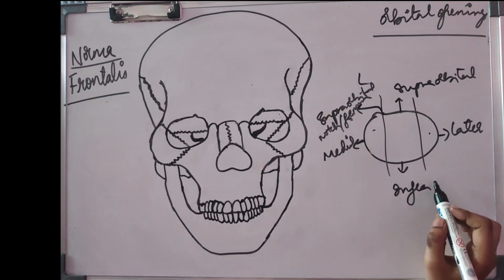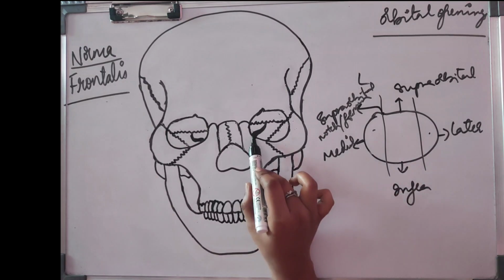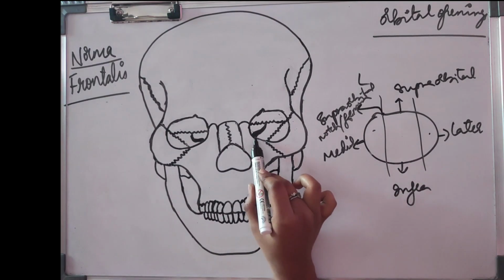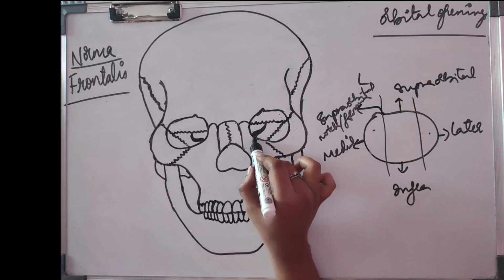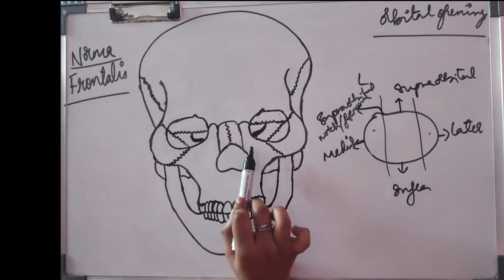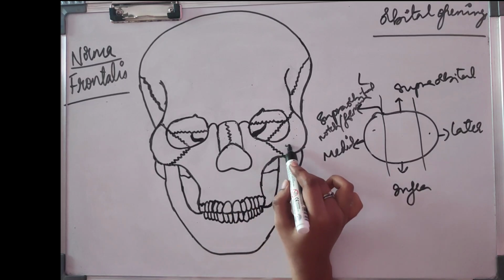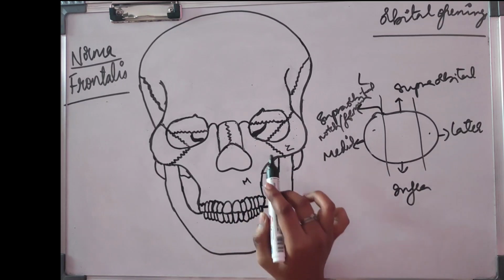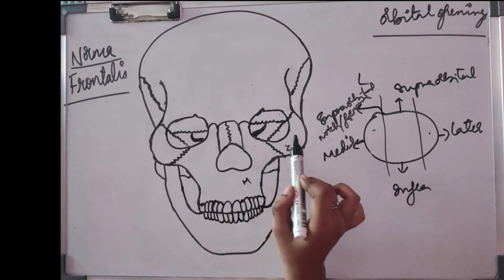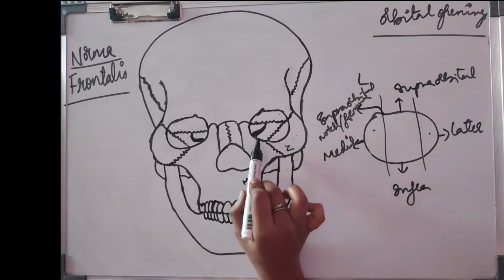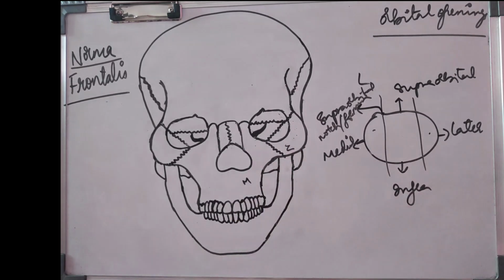And infraorbital margin, this is the infraorbital margin. As you can see here, medially you can find the maxilla and laterally the zygomatic bone. This is the zygomatic bone and this is the maxilla. So the infraorbital margin is formed by the zygomatic bone laterally and the maxilla medially.